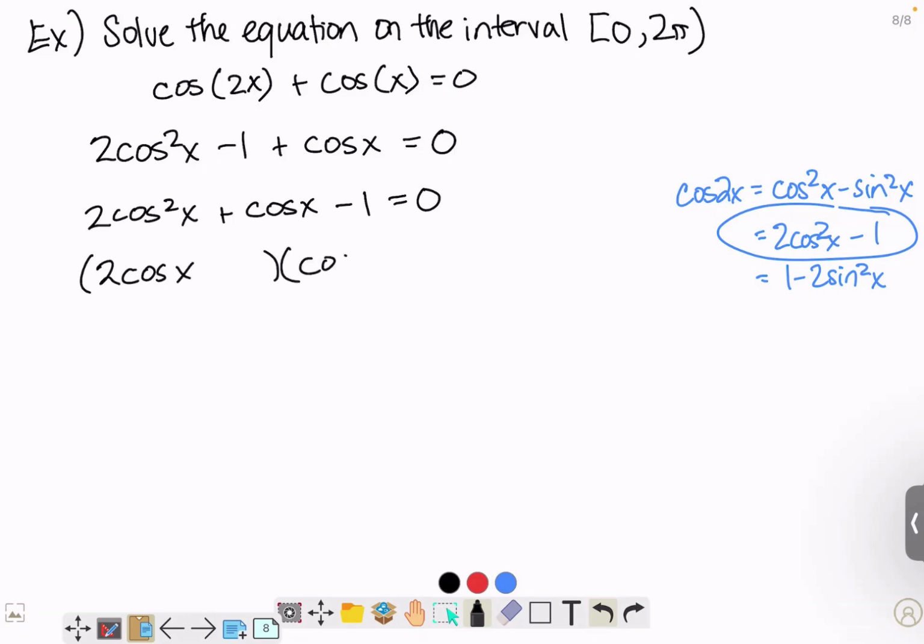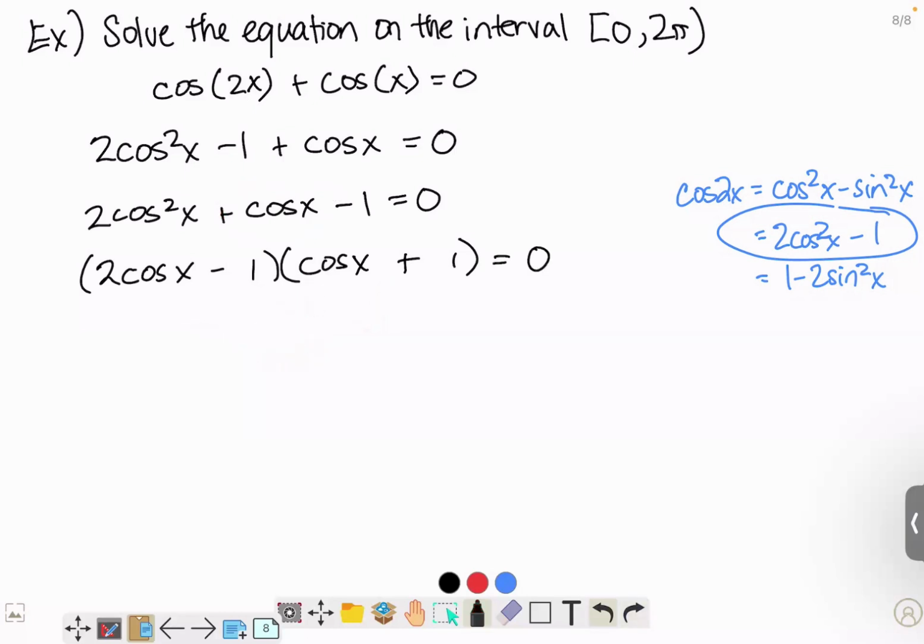So I know I need a 2 cosine times cosine. The only options for 1 are 1 and 1. Let's see if this is positive and this is negative. 2 cosine times cosine gives me the 2 cosine squared. The negative 1 times the positive 1 is negative 1. So now I'm just going to double check these and make sure that they add up to cosine. So this is negative cosine. This is positive 2 cosine. When I add those two together, I get 1 cosine, which is exactly what I need. So that's how it factors.